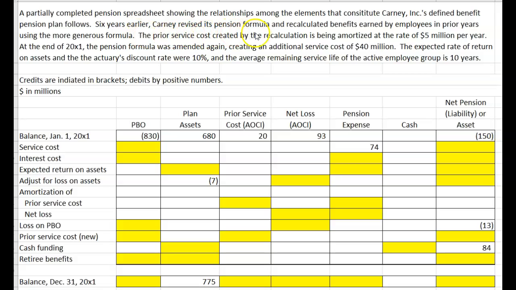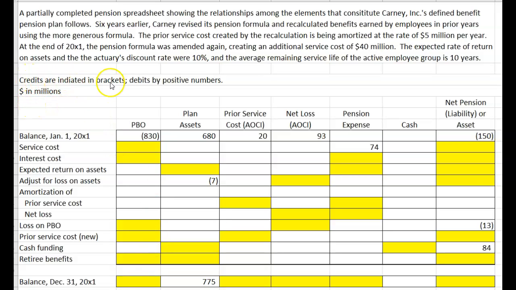The prior service cost created by the recalculation is being amortized at a rate of $5 million per year. At the end of 20X1, the pension formula was amended again, creating an additional service cost of $40 million during the year 20X1. The expected rate of return on assets and the actuary's discount rate were 10%, and the average remaining service life of the active employee group is 10 years. Given those facts, we're going to fill in the blank pieces, and the blank pieces are those boxes in yellow.